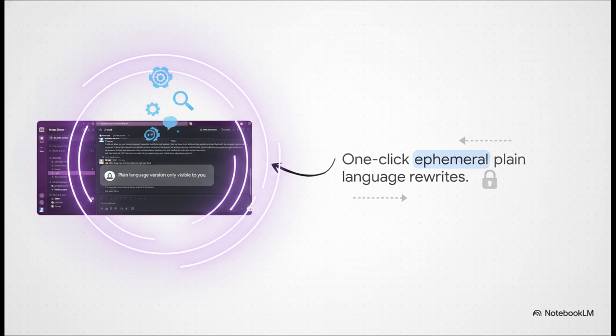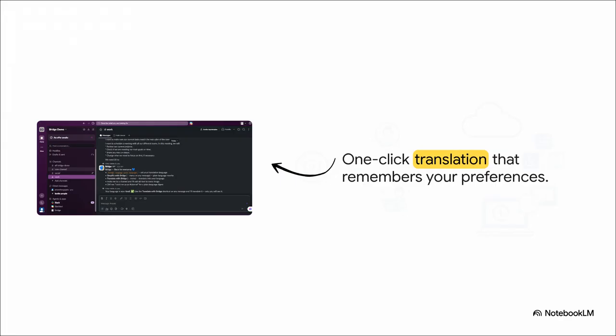The plain text version is delivered completely privately, meaning nobody is publicly marked or called out as needing extra help to understand the thread. Now, that exact same logic applies to the third big feature: translation, but specifically translation with memory. See, it's not just about simplifying text, it's about language itself.